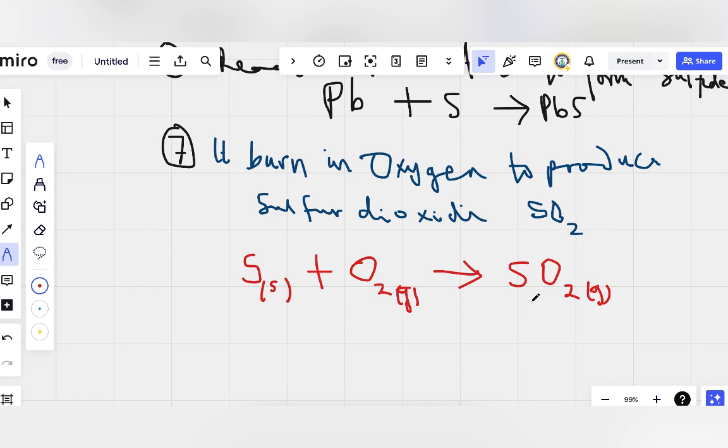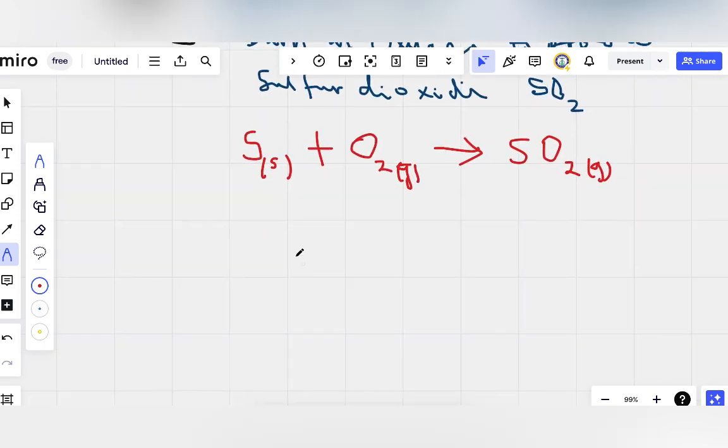Now let's take a look at the uses of sulfur quickly. What do we use sulfur for? Why do we need sulfur? What benefit does it have? What value does it have to us, to our lives? How does it improve our lives?